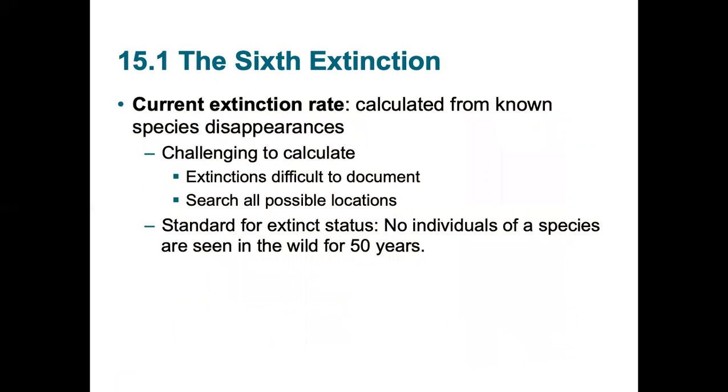When something disappears, sometimes you don't know it's gone. Sometimes you didn't know it was here to know it was gone. And that would mean you'd have to look at all individuals in all locations. And the standard definition of extinct means no individuals of the species for 50 years. That's an incredibly long time.